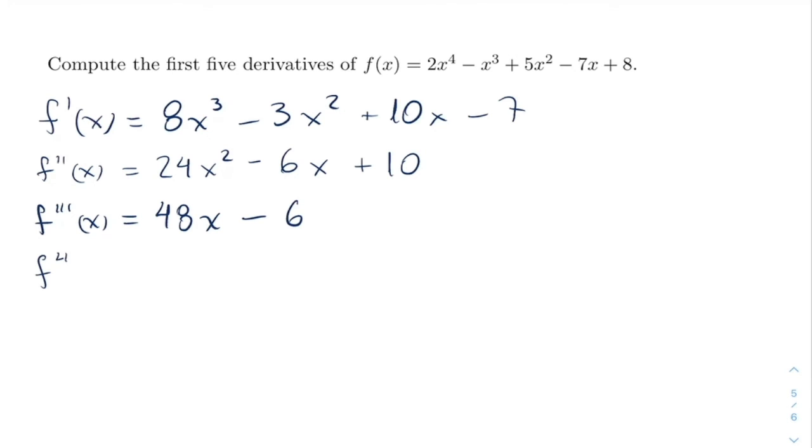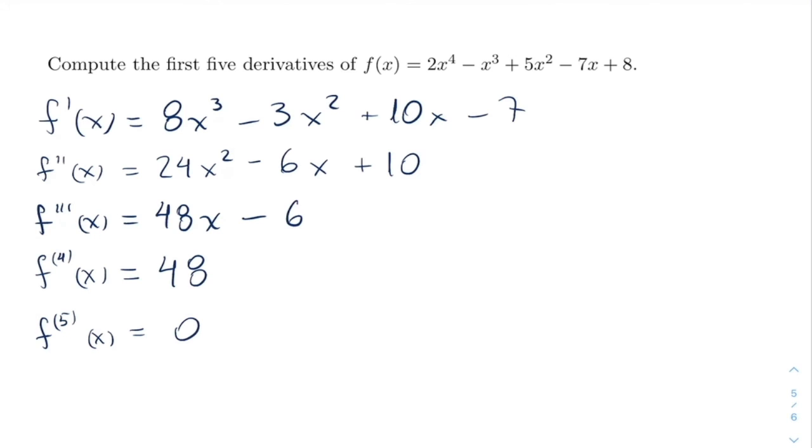The fourth derivative, let's fix this, will be equal to 48. And we can see that the fifth derivative will be equal to 0.